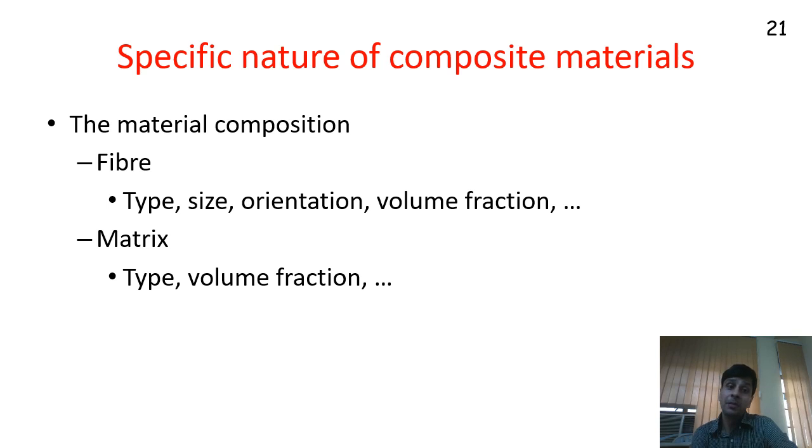Now, all this is a problem especially for composite materials because your properties depend on so many things. They depend on the fiber, the type of fiber, the size, orientation, volume fraction. They depend on the matrix, which matrix are you using. Even for the same type of thermoplastic or some type of thermoset, there can be a wide range of properties.